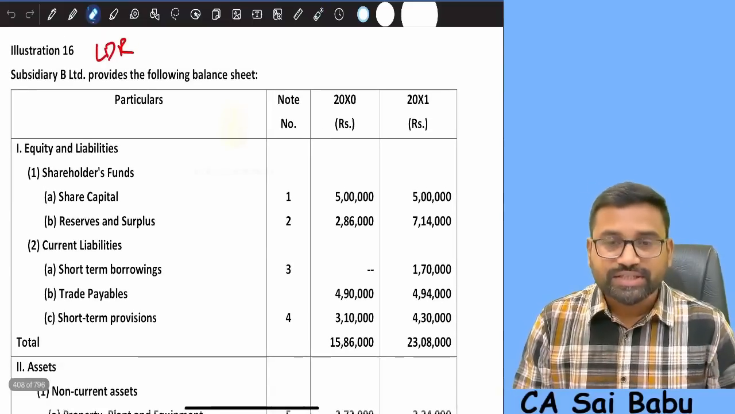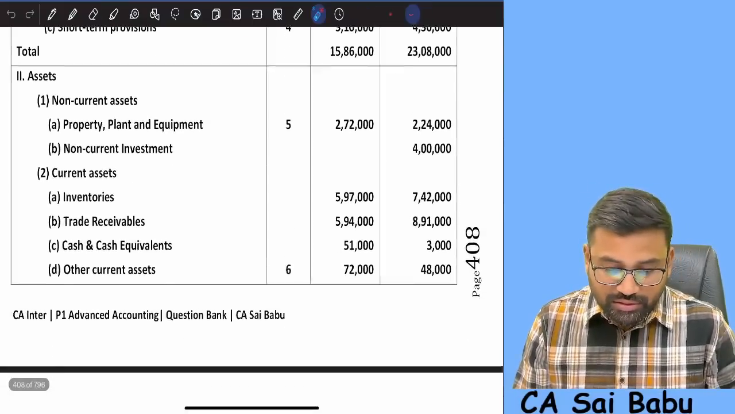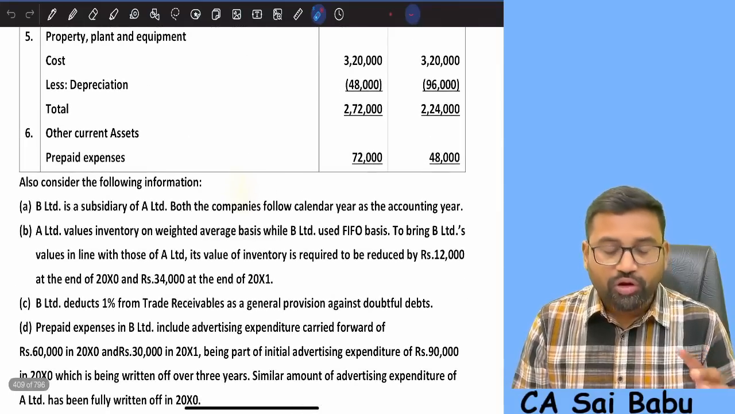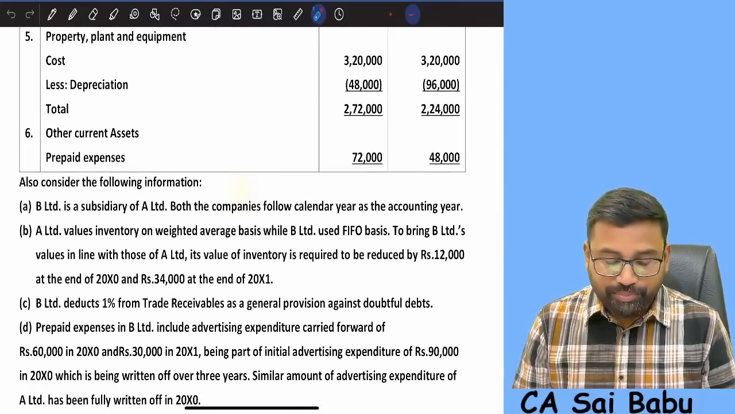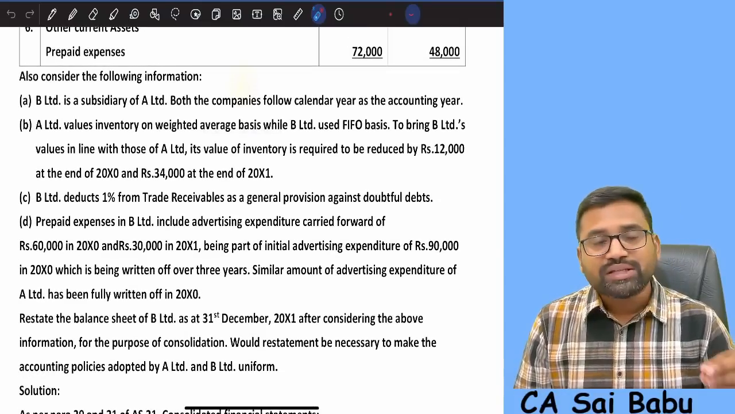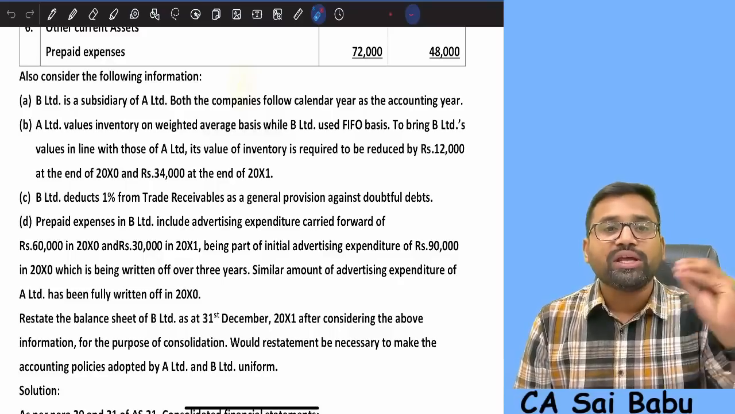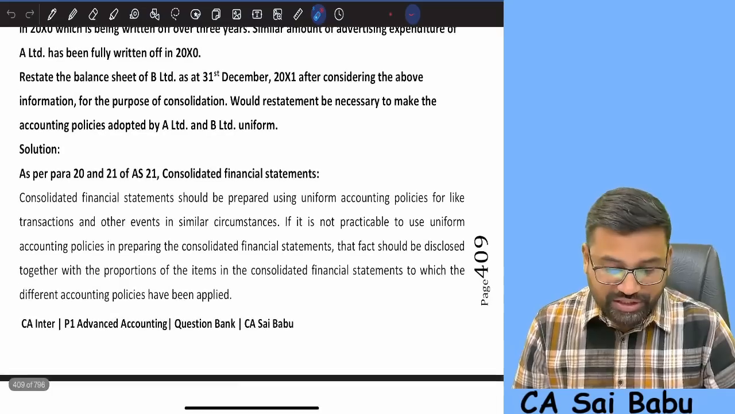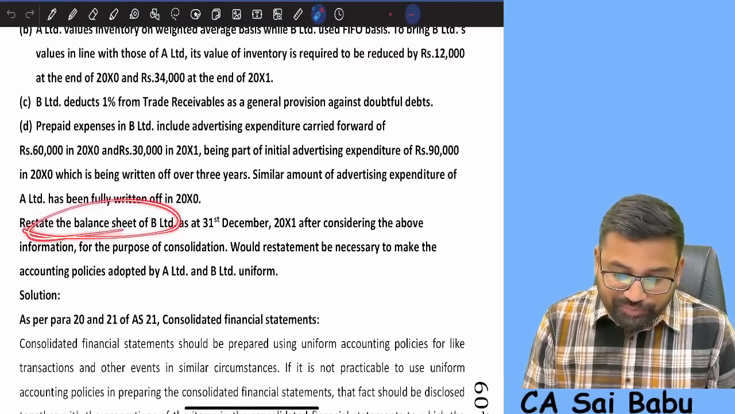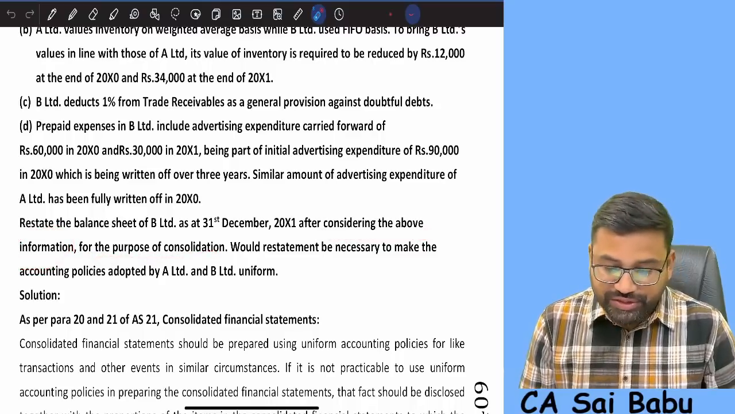Now, illustration 16, sir, in this question, they have given the subsidiary company balance sheet. And this subsidiary company balance sheet is not following the accounting policies of the parent company. Therefore, in this question, first we need to convert the subsidiary company financial statement as per the accounting policies of the parent company. Then only we consider the subsidiary company for consolidation purpose. That's why they're asking, restate the balance sheet of B Limited, that is the subsidiary company, after considering the above information for the purpose of consolidation.